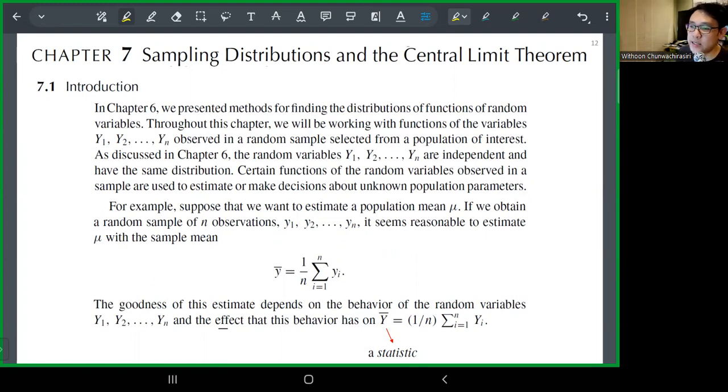Okay, so let's come back here. All right, let's do a quick recap according to the textbook here. We say that in the previous chapter, we presented the methods of finding the distribution of functions of random variables.